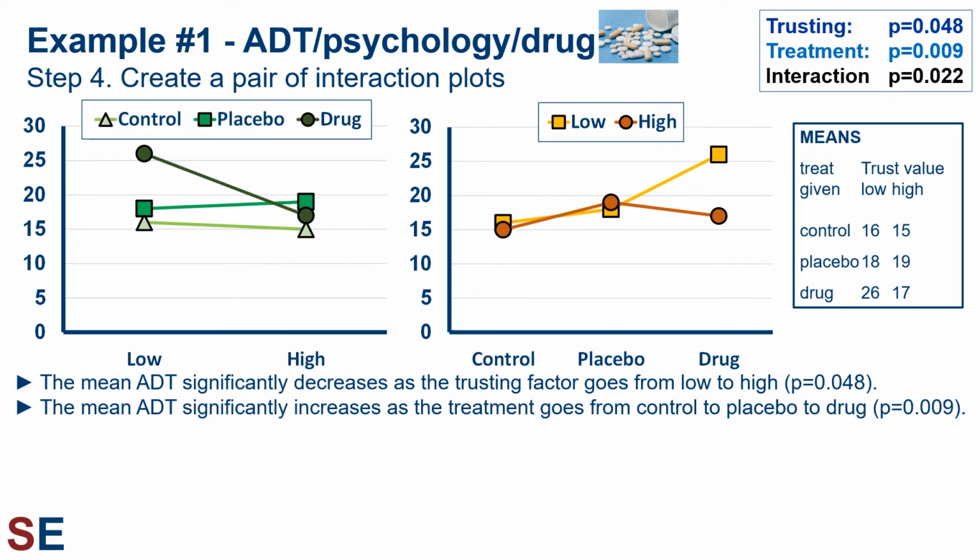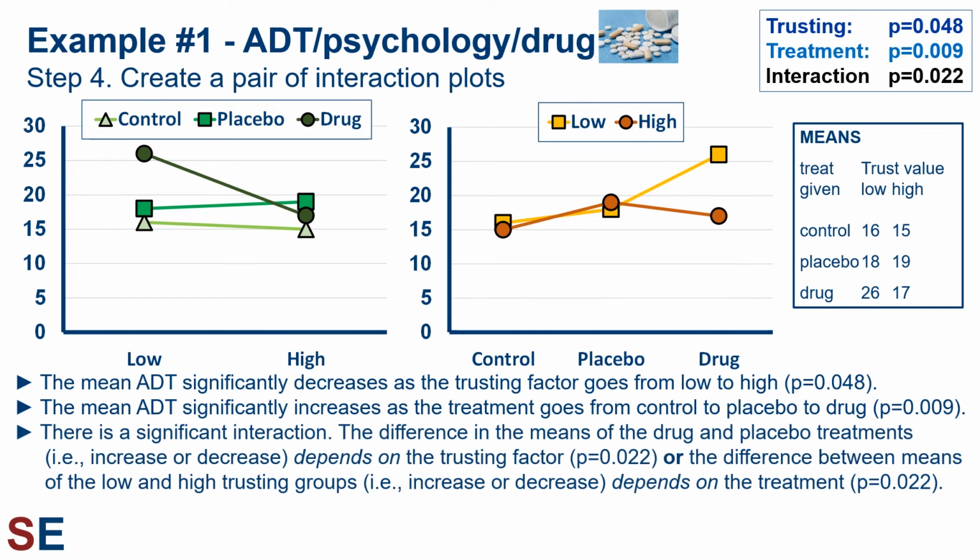The interaction is a little trickier. We have to identify ways in which the means deviate from the expectation coming from the separate factors. There's a significant interaction. The difference in the means of the drug and placebo treatments, i.e. increase or decrease, depends on the trusting factor, p equals 0.022, or the difference between the means of the low and high trusting groups, i.e. increase or decrease, depends on the treatment, p equals 0.022. Which way we think about it is really up to us, and the most useful interpretation for whatever we want to use this data for.